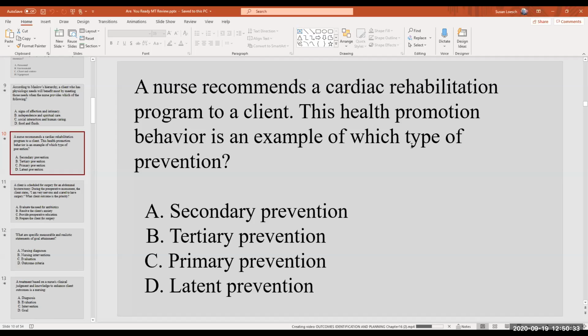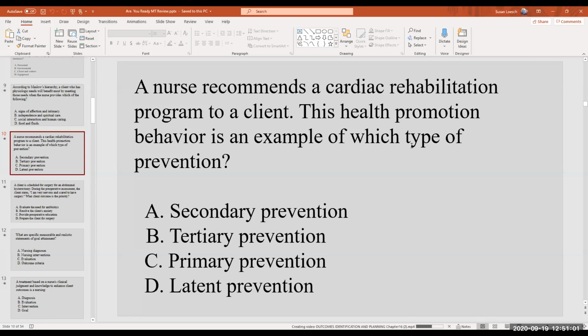What's most important? All right, so this client is coming to the cardiac rehab program. This health promotion behavior is an example of which type of prevention. Now remember, with prevention, how does it work? Okay, primary is what? Teaching. We're out in the public, we're teaching about different things to the public, right?